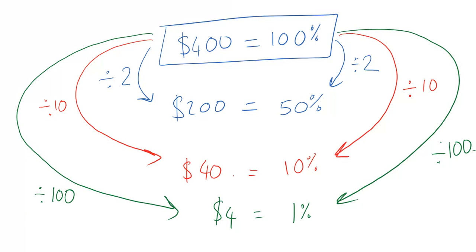Now, the nice thing about this is that if I can work out some of these key amounts like 50% and 10% and 1%, then I could actually add these up. I can build these up and build up my percentages to help us find new percentages.